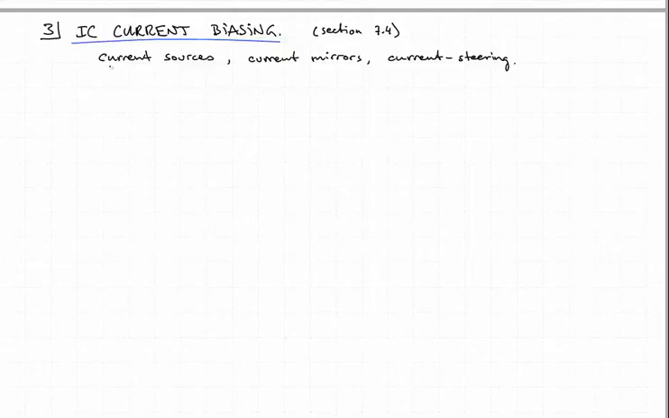We now want to move on and look at IC current biasing, and we're going to talk briefly about current sources, current mirrors, and current steering circuits. So some of this you've already seen before, certainly a basic current source. We're going to use the MOSFET as our sample device, but this is applicable equally to bipolar transistors.